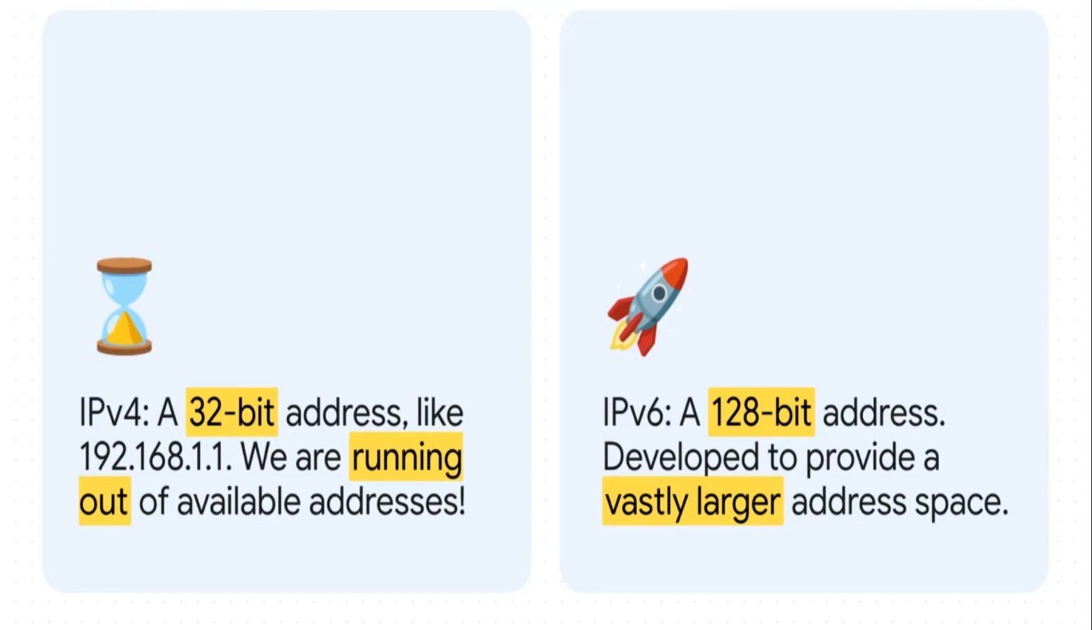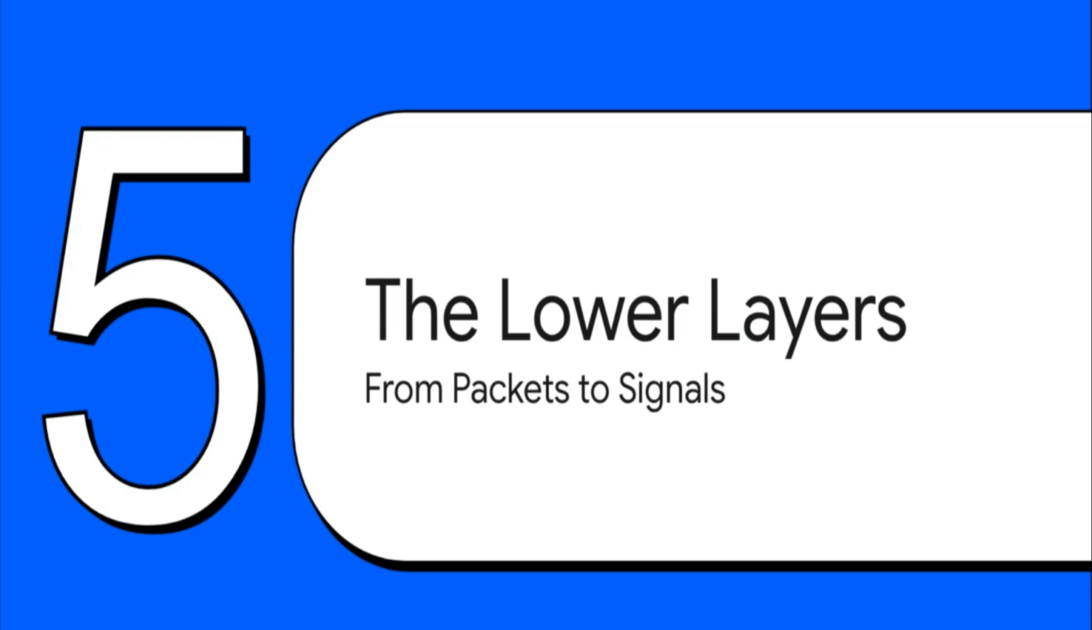Now, you're going to see two main types of IP addresses. IPv4 has been the workhorse for decades, but here's the crazy part. With billions of devices online, we are literally running out of IPv4 addresses. That's why IPv6 was created. It uses a much longer 128-bit address, which gives us, well, a nearly infinite supply of addresses for all the devices of the future. Okay, we've successfully routed our data across the vast internet.